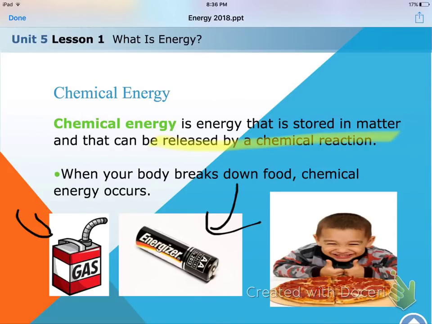Another example would be gas. When you pour gasoline into your vehicles and it starts the motor, there's a chemical reaction that takes place within your car to make your car go. Another example that you can actually relate to from the human body unit is eating. With the digestive system, whenever you have digestion taking place, you have chemical reactions happening in your stomach, and that is a release of chemical energy.